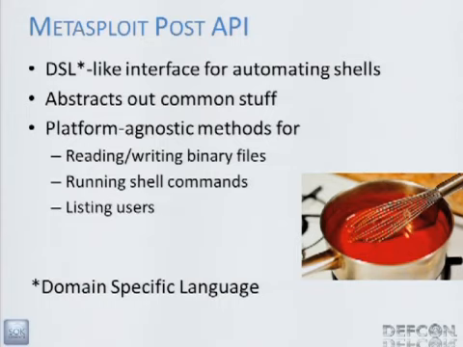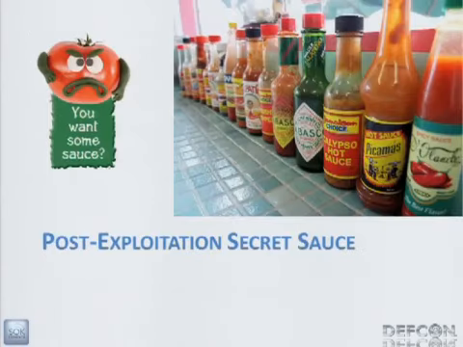And sort of the look and feel of the API is meant to be like a domain specific language where it feels sort of like a shell. You just type in cd directory name and that's where it goes. And so it is meant to give you a very simplistic and understandable and readable API while maintaining all the power of Meterpreter and the available underlying shell. So, yay secret sauce.